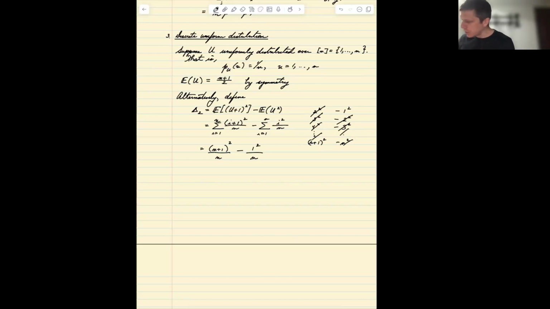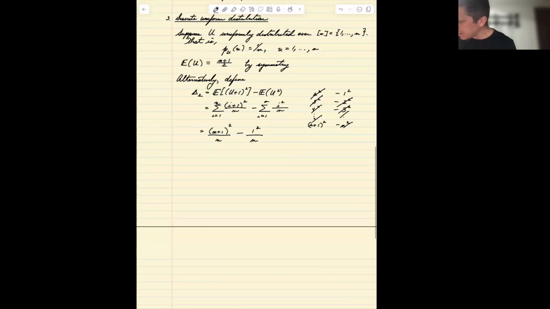So what does that equal? Well, (n+1) squared is n squared plus 2n plus 1, minus 1 squared. So it's n squared plus 2n divided by n. We're going to get cancellation: n times (n+2) divided by n. That's n plus 2.